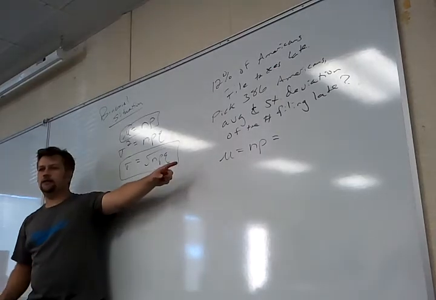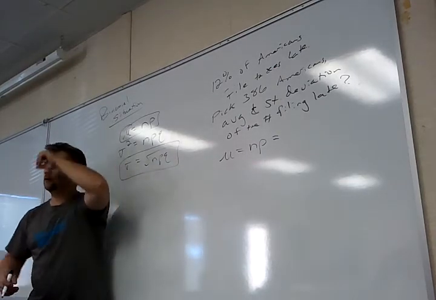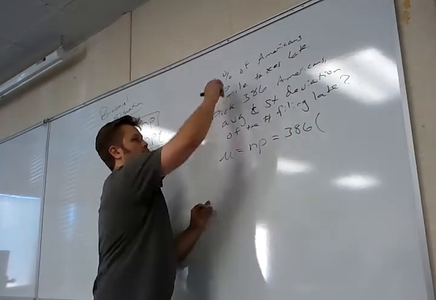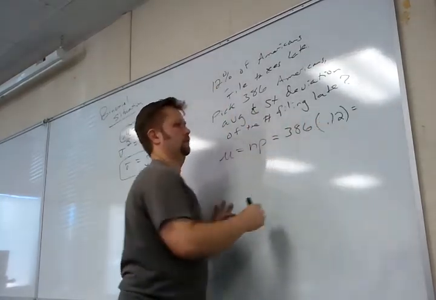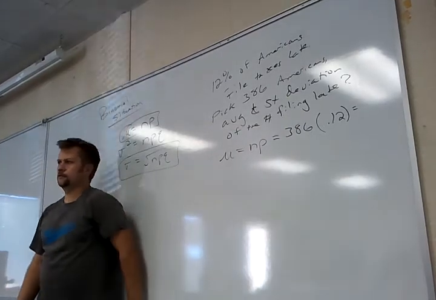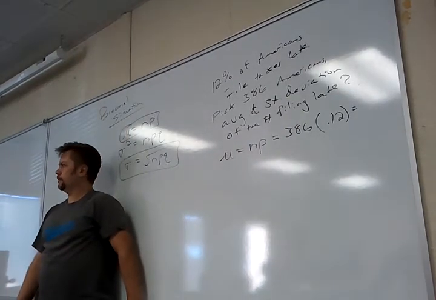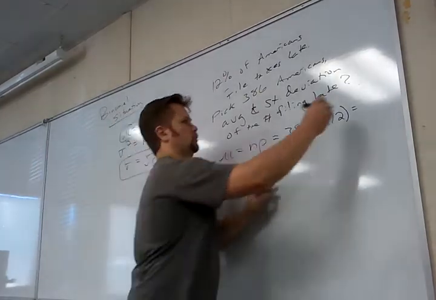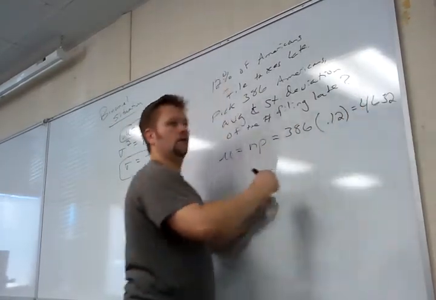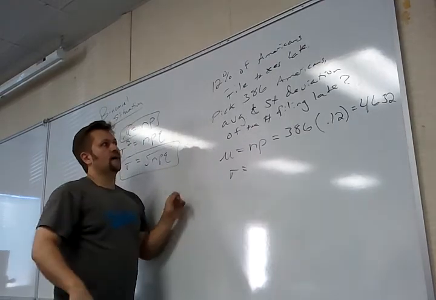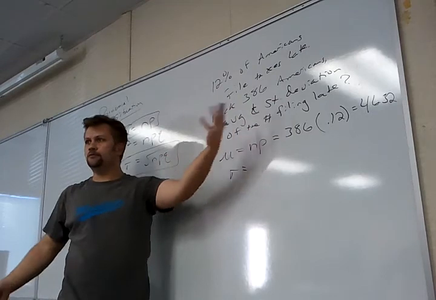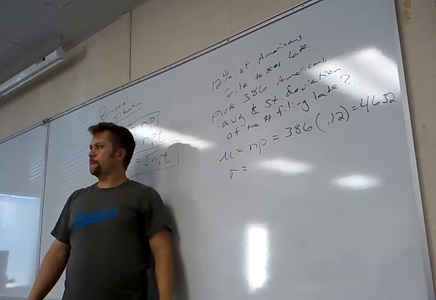So how do I set up the mean then? What would it be? 386 times 0.12. So whatever that is... 46.32. So if I had to take a guess, 386 Americans, I would guess that about 46 would file late, right?